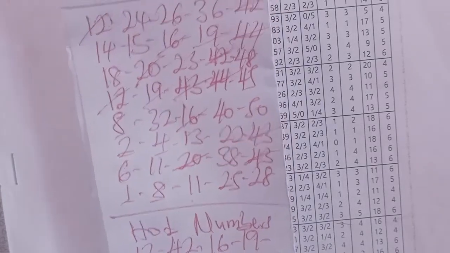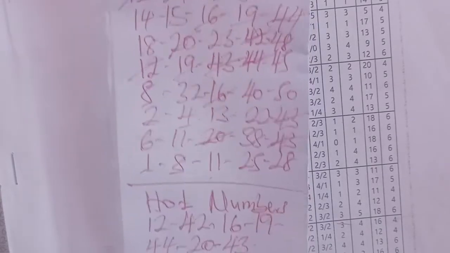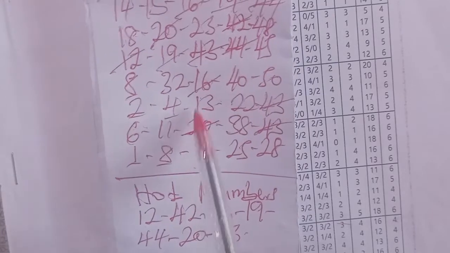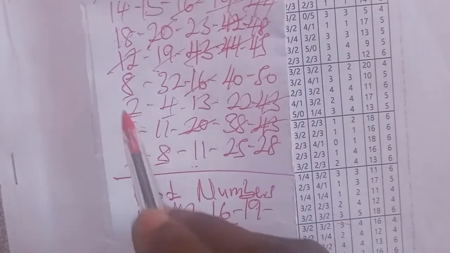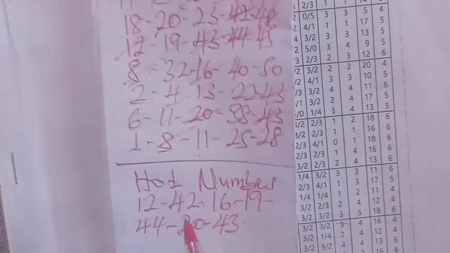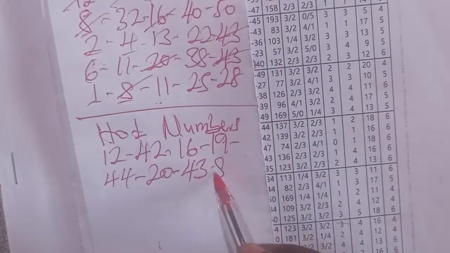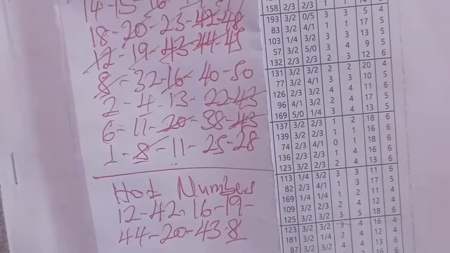43 appears 3 times. So it is the most hot number. Then the single 8 appears here and there. So we add single 8 to the hot numbers.